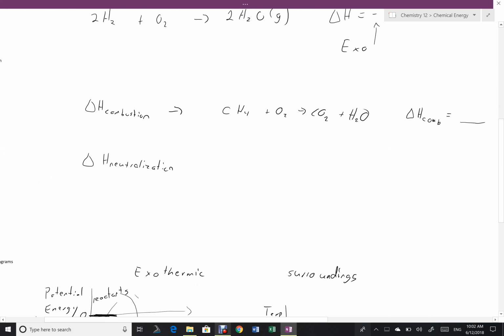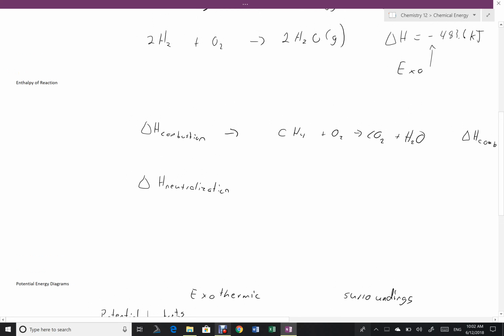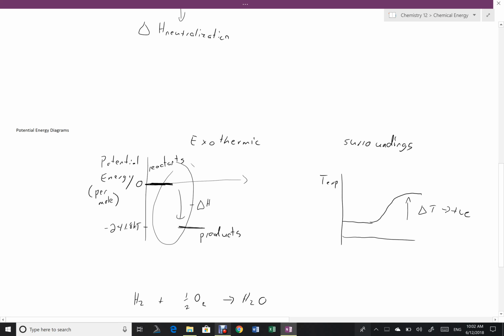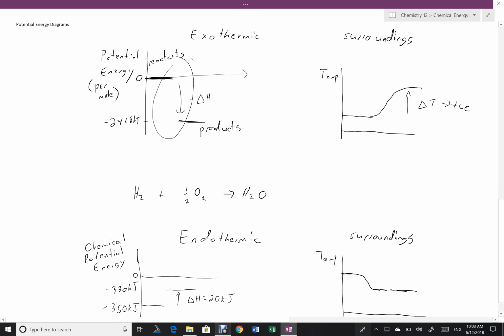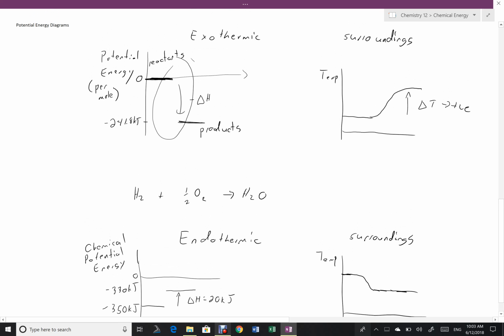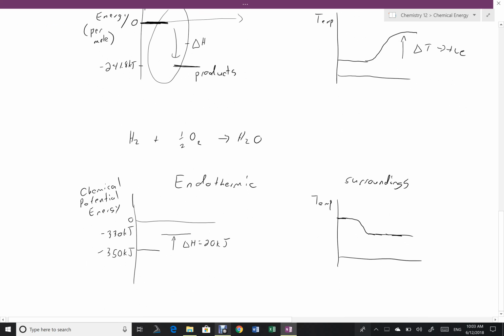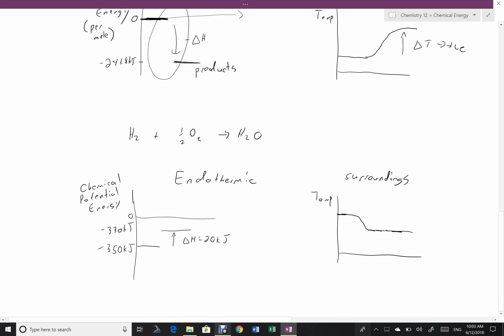Finally, if we talk about the enthalpy of reaction, we can name these specifically based on the type of reaction, and there's all kinds of names that can be used here. And finally, if we look at exothermic in the surroundings, we can look at how the energy will actually change on a graph. See the delta H's, and then I did these diagrams. These are from the surroundings point of view to show how the temperature would change in an endo and exothermic reaction.